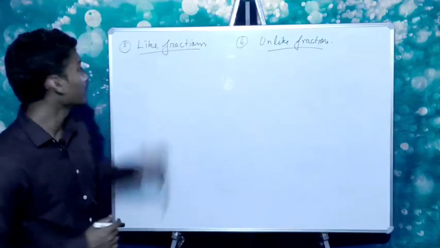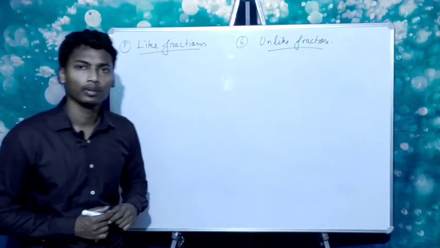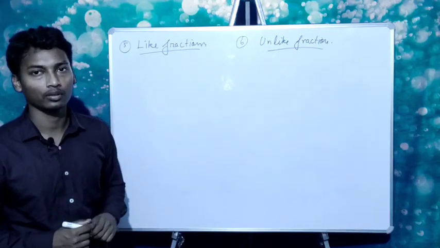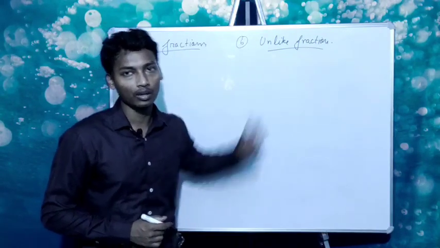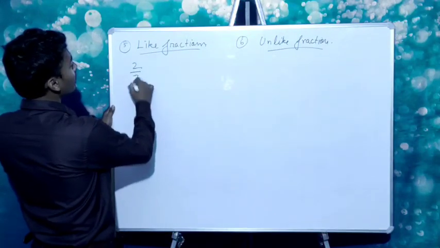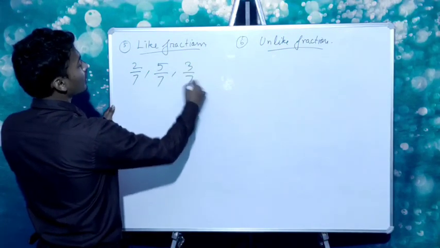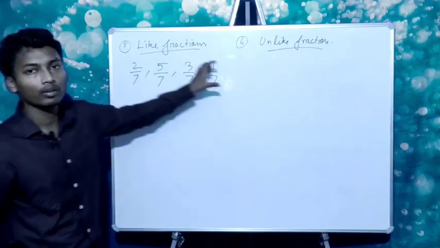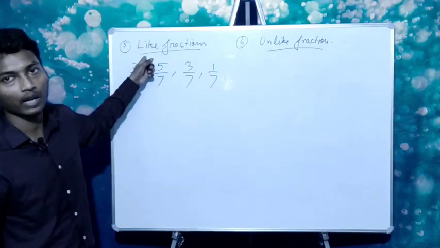Now let's understand like fractions and unlike fractions. Now what are like fractions? Fractions having the same denominator are called like fractions, and fractions which do not have the same denominator are called unlike fractions. So 2 by 7, 5 by 7, 3 by 7 or 1 by 7, all these fractions have 7 as the denominator. So these fractions are like fractions.